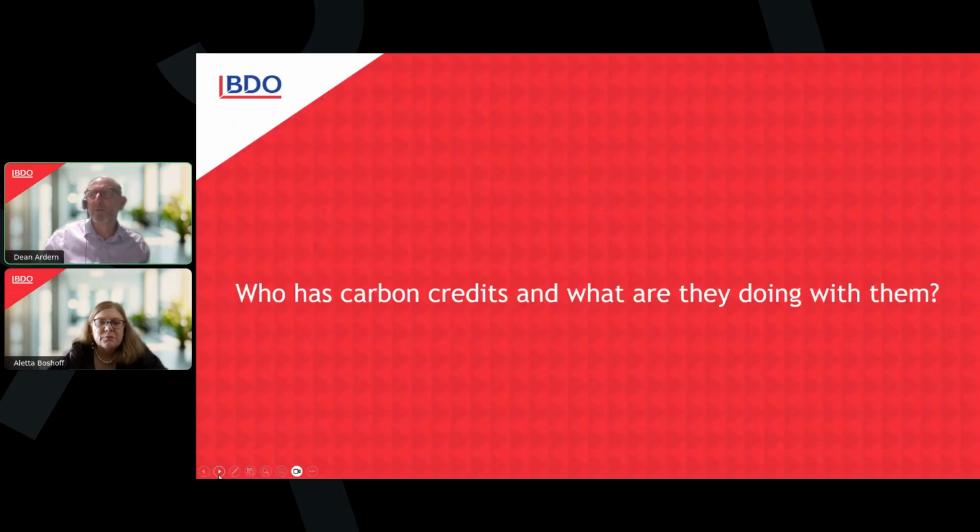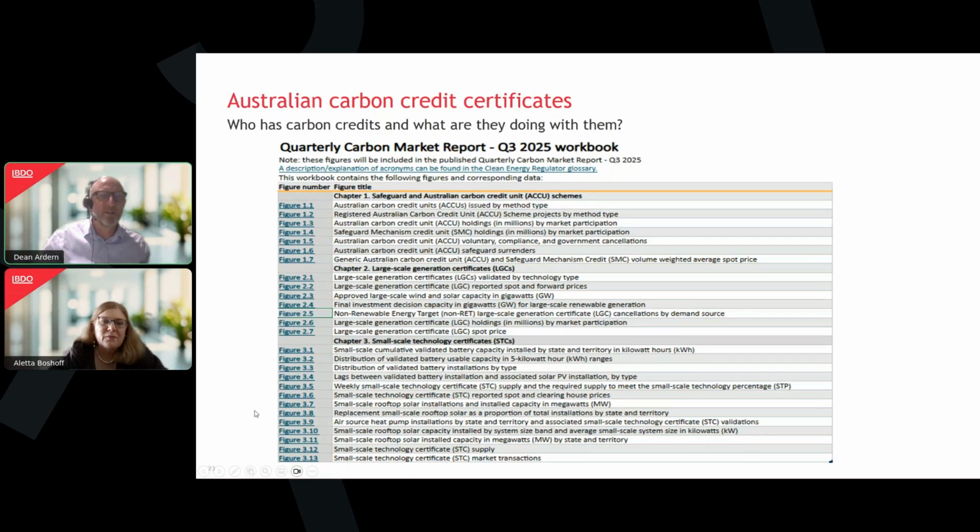So who has carbon credits and what are they doing with them? This is just a summary slide. I picked this off the front of the quarterly carbon market report that the Clean Energy Regulator publishes. This one is quarter 3, so for September 2025. This is the front page. I just thought I'd highlight it because there's actually quite a lot of good information in there.